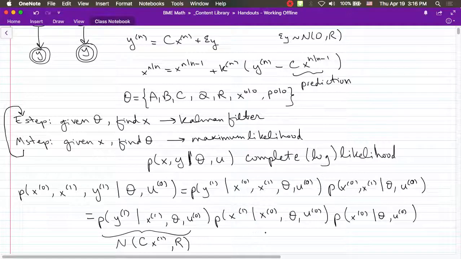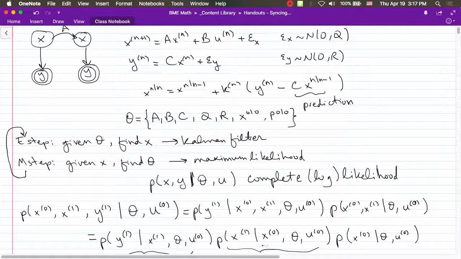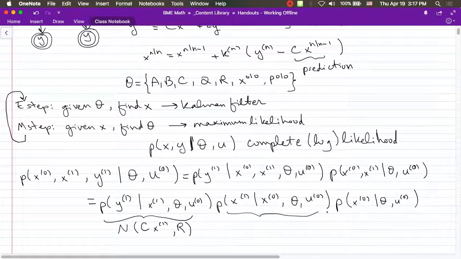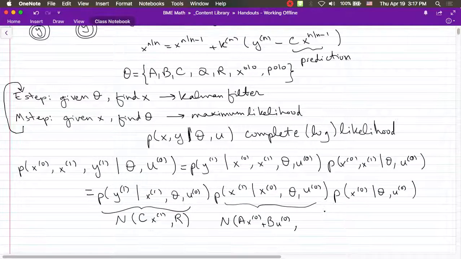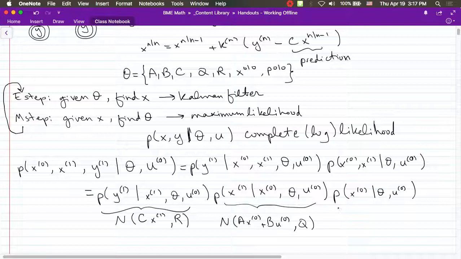What about this one? What's P of x1 given x0? It's a normal. What's its mean? A x0 plus B u0. What's its variance? Q. Very good. All right, last one.